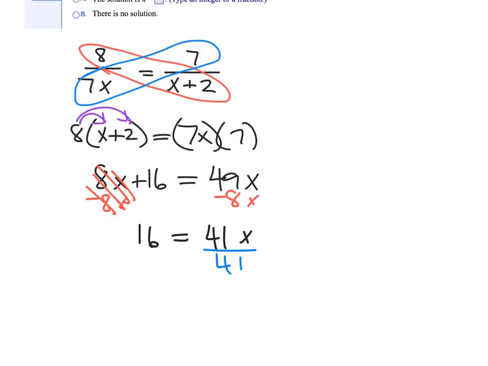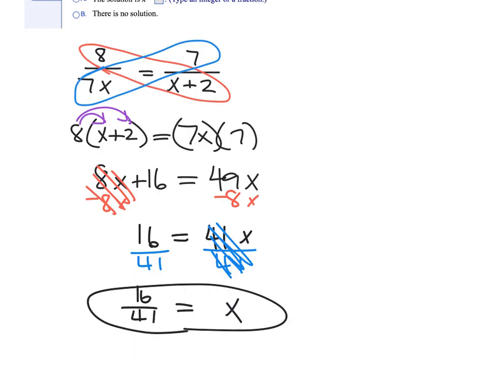And now we're going to divide both sides by 41 because I want the x to be all by itself. So the 41 goes away and you get x is equal to 16 over 41.